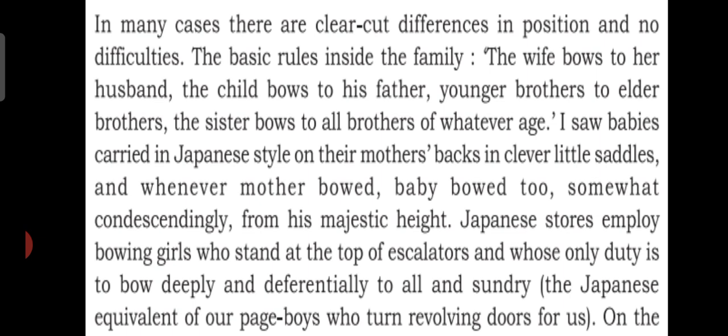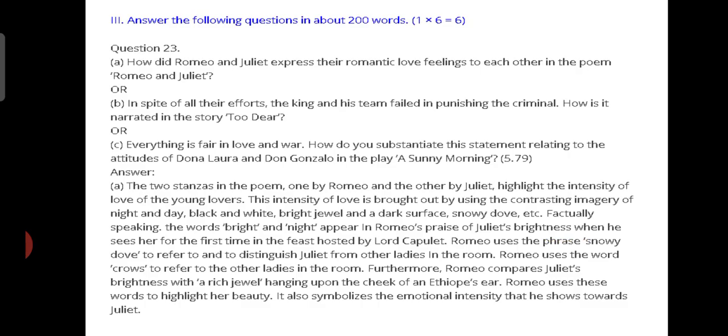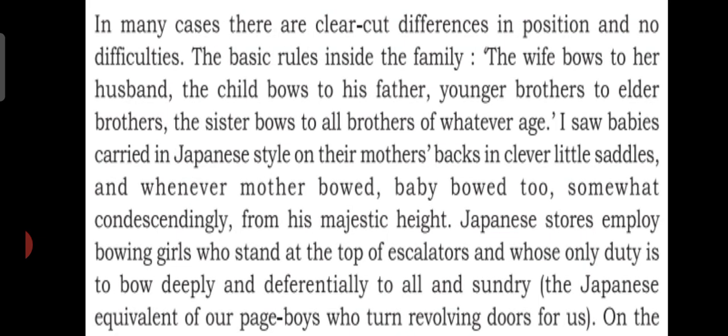The basic rules inside the family are who bows to whom. The wife bows to her husband, the child bows to her father, then younger brothers to elder brother, the sister bows to all brothers of whatever age. Babies also are bowing. You see, babies are carried in Japanese style on their mother's backs in saddles. When the mother bows, the baby also bows along with the mother. Japanese stores employ bowing girls who stand at the top of escalators and whose only duty is to bow deeply and deferentially to all and sundry. They appoint some girls to just bow in shopping malls on the escalators so that they bow to everybody who comes, to all and sundry.